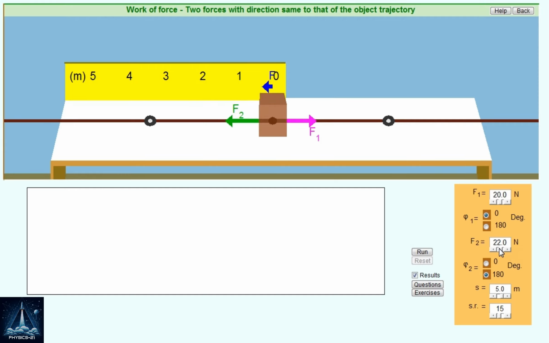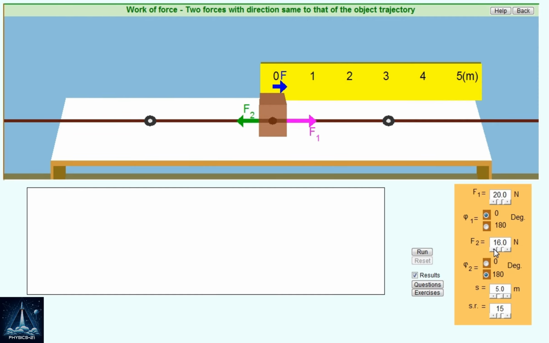The parameter F2 denotes the magnitude of the force F2. The parameter phi2 denotes the angle of the force F2 in relation to axis x. The parameter s denotes the displacement of the body.